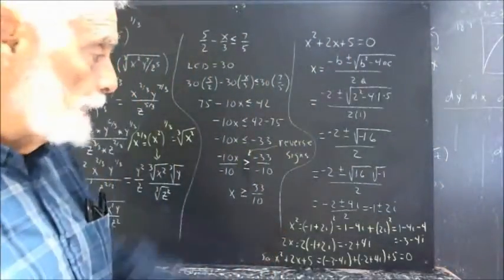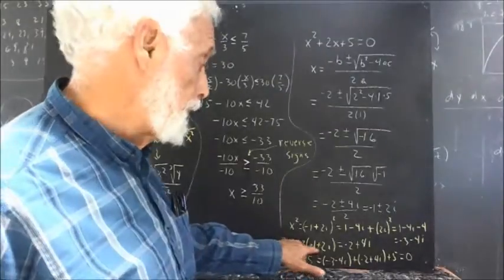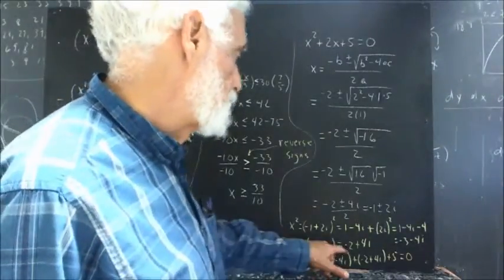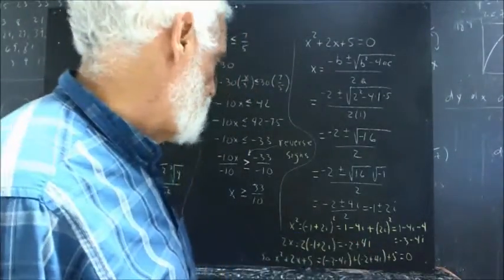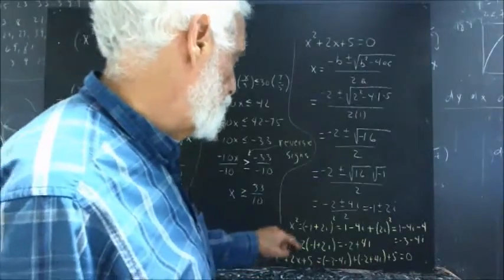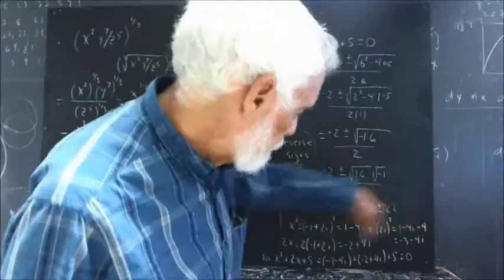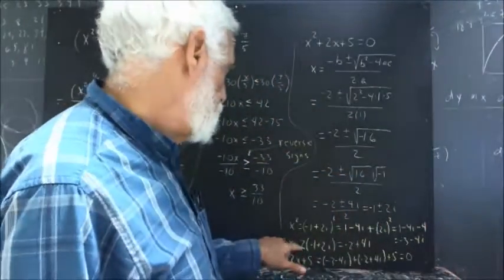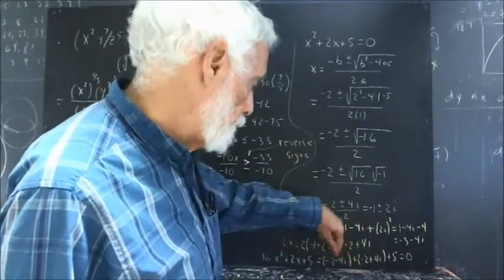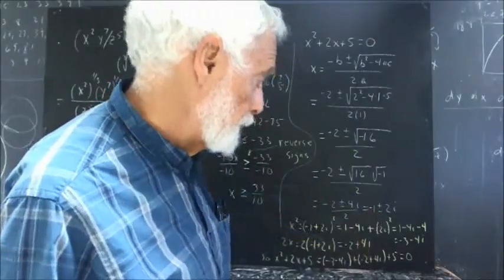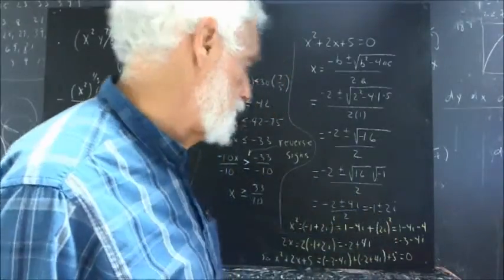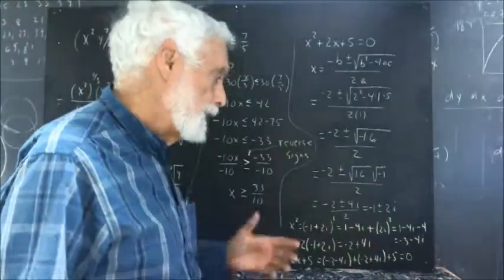Okay, 2x is just going to be 2 times the quantity negative 1 plus 2i, which is negative 2 plus 4i. So now x squared plus 2x plus 5 is going to be what? x squared is negative 3 minus 4i. 2x is negative 2 plus 4i. And then we have our plus 5. Doesn't take a lot to see that this is 0.